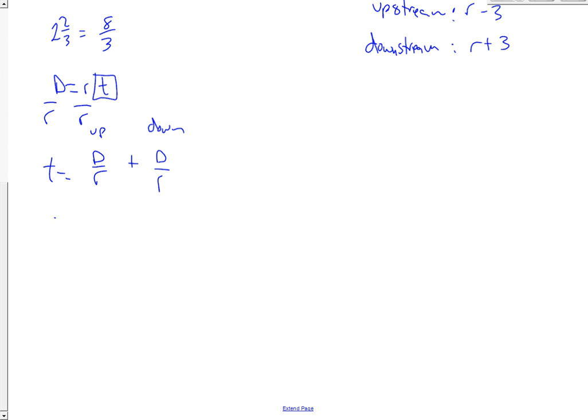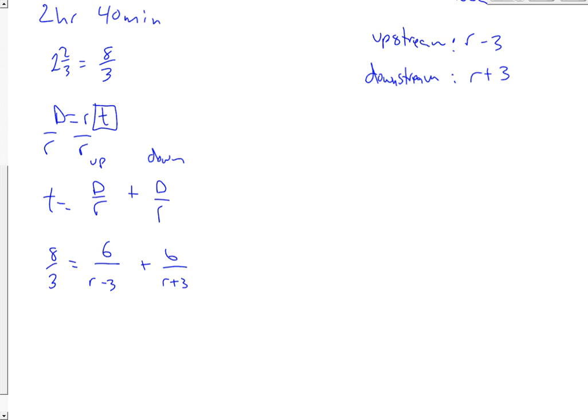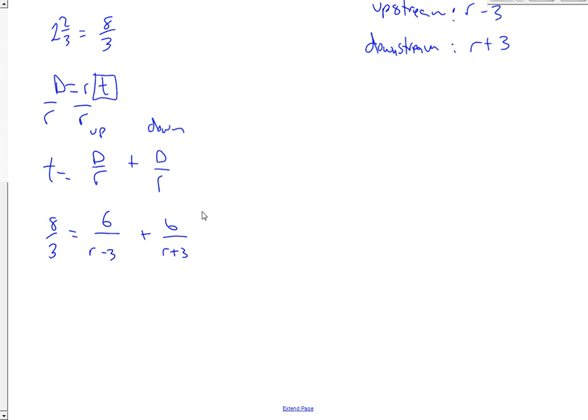So we're going to have 8/3 equals 6 kilometers going upstream, and that's going to be R minus 3, plus 6 kilometers going downstream, so R plus 3. And I know in class I went 3 and 3 because I read that to be 6 kilometers total for there and back, but now I'm reading it and it says 6 kilometers going upstream and then back again. So I'm going with 6 and 6 in my example here.